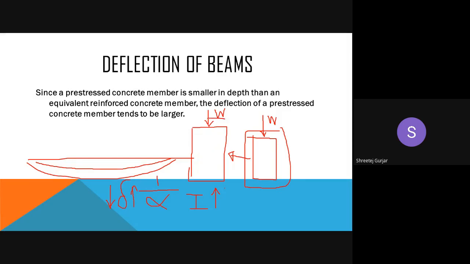So the moment of inertia will be higher for RCC because the section size is more. So I is more over here, hence the deflection will be lesser. But I of this section is smaller because the depth D over here is smaller, right? Because of this, your deflection will tend to be more. What is the I formula? Can anyone tell me for a rectangular section?